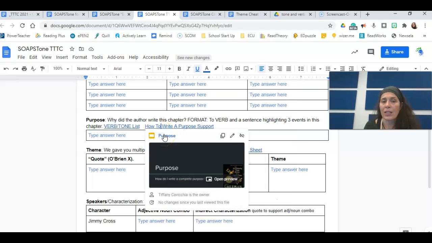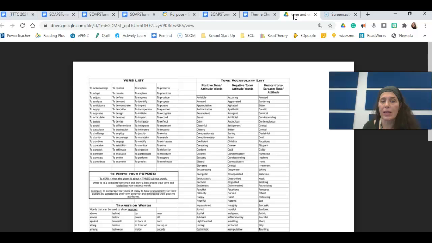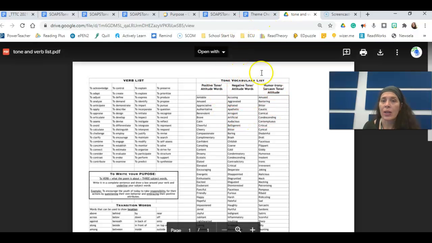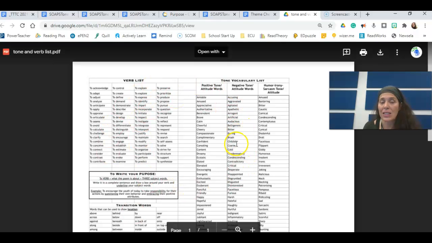Also, what I have linked here is, first I have this tone and verb list that you can click on. So it gives you a whole bunch of tone words that you can use, also a whole bunch of verb words that you can use when you're creating your purpose. Here's another example of a purpose right here. And some transition words that may also be able to help you. So you have access to this list, not only by the purpose, but also by the tone.